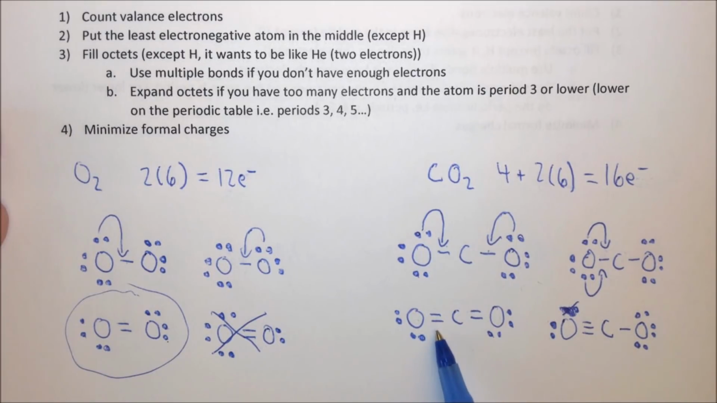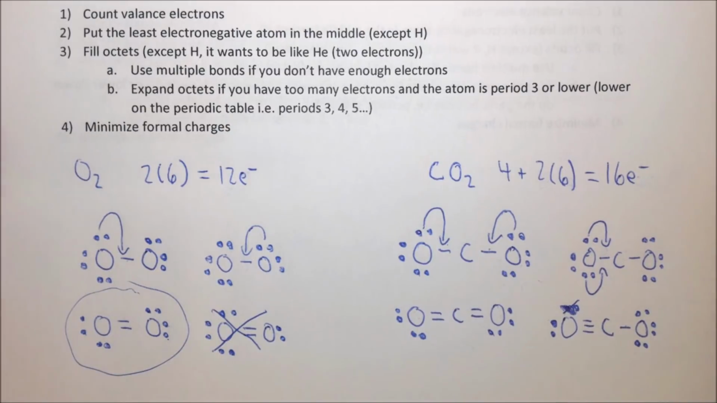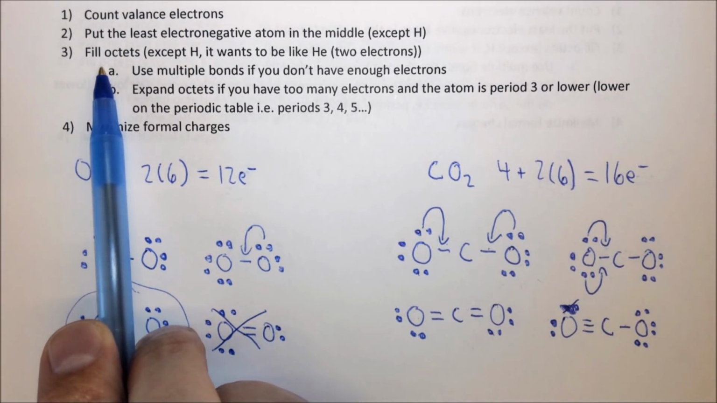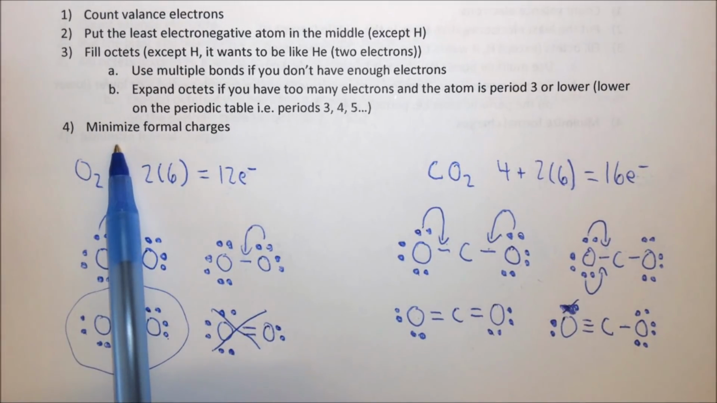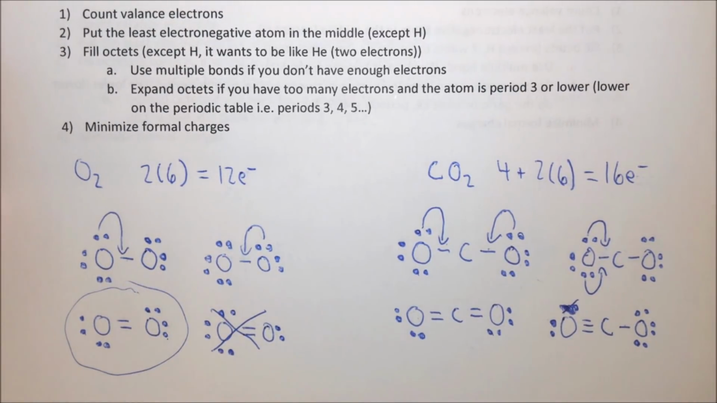We have 2, 4, 6, 8 electrons around this oxygen, 2, 4, 6, 8 around carbon, and this oxygen's the same, 2, 4, 6, 8. Good. Octets are full. In this case, I have 2, 4, 6, 8 electrons around this oxygen, 2, 4, 6, 8 electrons around carbon, and 2, 4, 6, 8 electrons around oxygen. Octets are full. Well, how do we know which of these 2 things is better? Unfortunately, Octet Rule is not the solution to that problem. In this case, the solution comes in step 4, minimize formal charges.